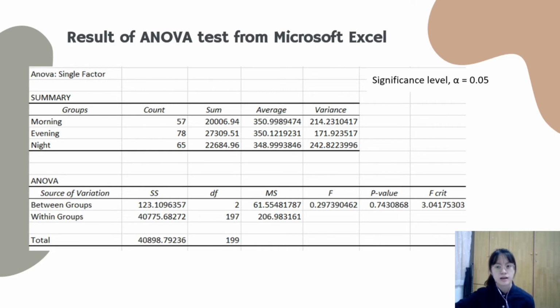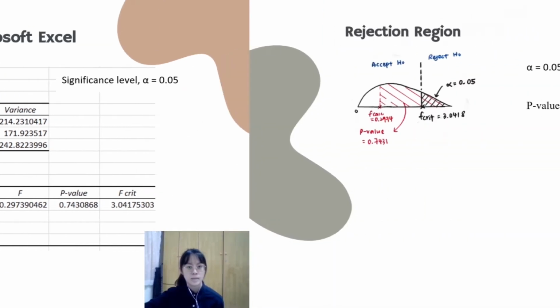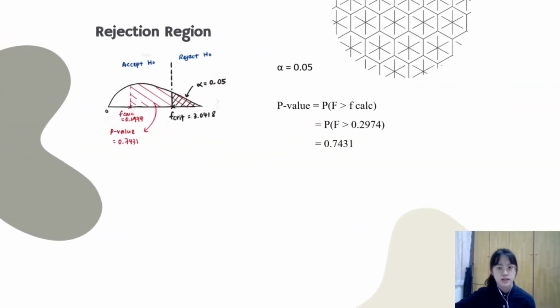The significance level we use is 5%, which is alpha equal to 0.05. The p-value we obtain is 0.7431. F calculated is 0.2974. The p-value we get from Excel, which is 0.7431, is greater than alpha 0.05. So the F calculated is located in the region of accepted H0, which is here.